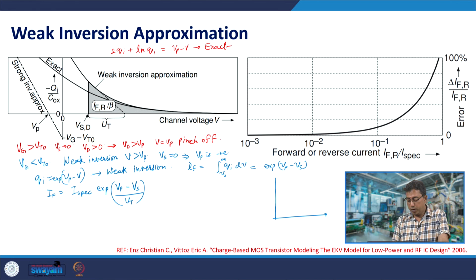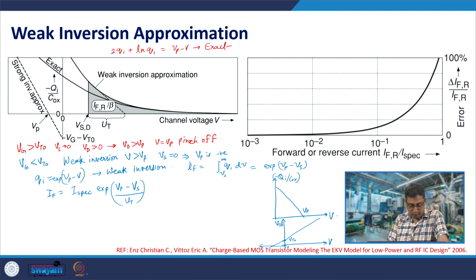Now, let us plot minus Qi by Cox versus local channel potential V. We said that it would become 0 at Vp in strong inversion approximation. But if we relax this, then if we again plot local channel potential with VTB, then for local channel potential 0, you would have VTO as the VTB, and still you would continue on the negative side with local channel potential being 0.